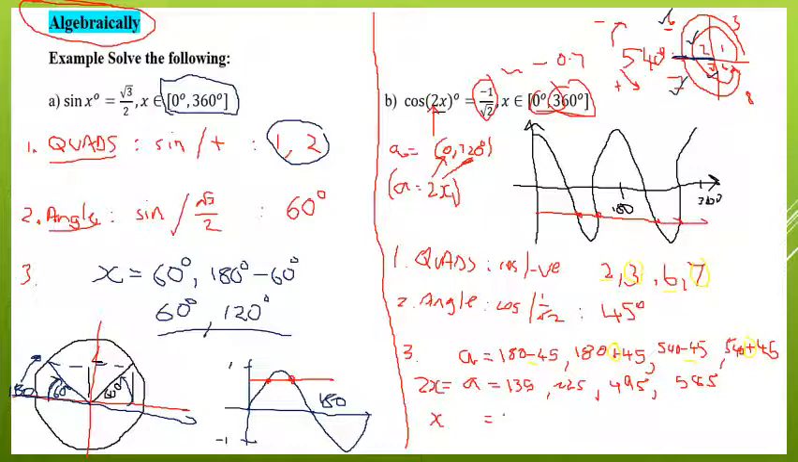So here I get 67.5, 135 divided by 2. 225 divided by 2 is 112.5. 495 divided by 2 gives you 247.5. And 585 divided by 2 gives you 292.5.